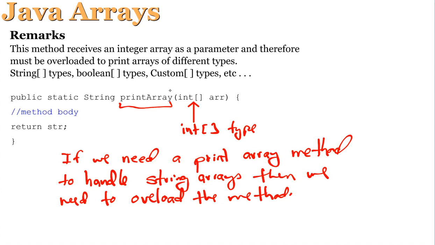So you may have multiple printArray methods in your class to handle integer arrays, Boolean arrays, string arrays, or if you made up a class called student class and have student arrays, you would have to define your printArray method multiple times, which means that you would be overloading the method to handle the different parameters.